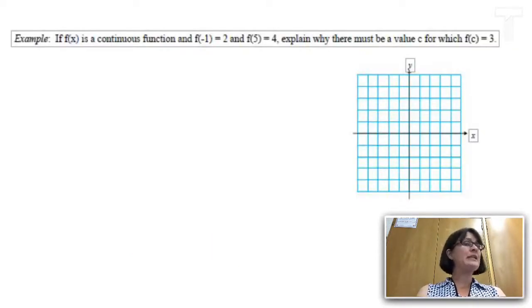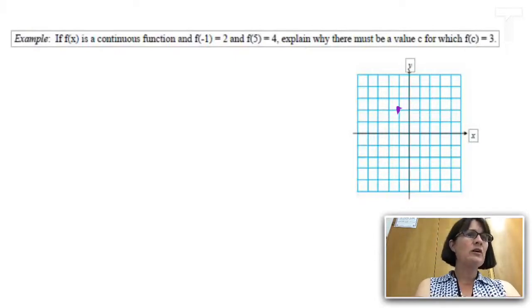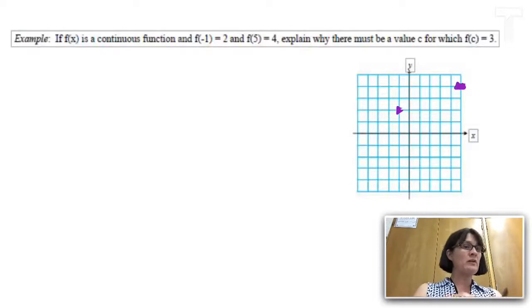It's going to be my recommendation that you make a little sketch every time you want to answer an intermediate value problem. It can help you keep your numbers in the right order. So suppose I have a function f of x that I know is continuous. Somebody's guaranteed me that it's continuous. And I know 2 points on this function. I know f of negative 1 is 2, so when x is negative 1, y is 2. And I know f of 5 is 4, so when x is 5, the y value is 4. Okay, I know these 2 points are on my function, and I know that my function is continuous.